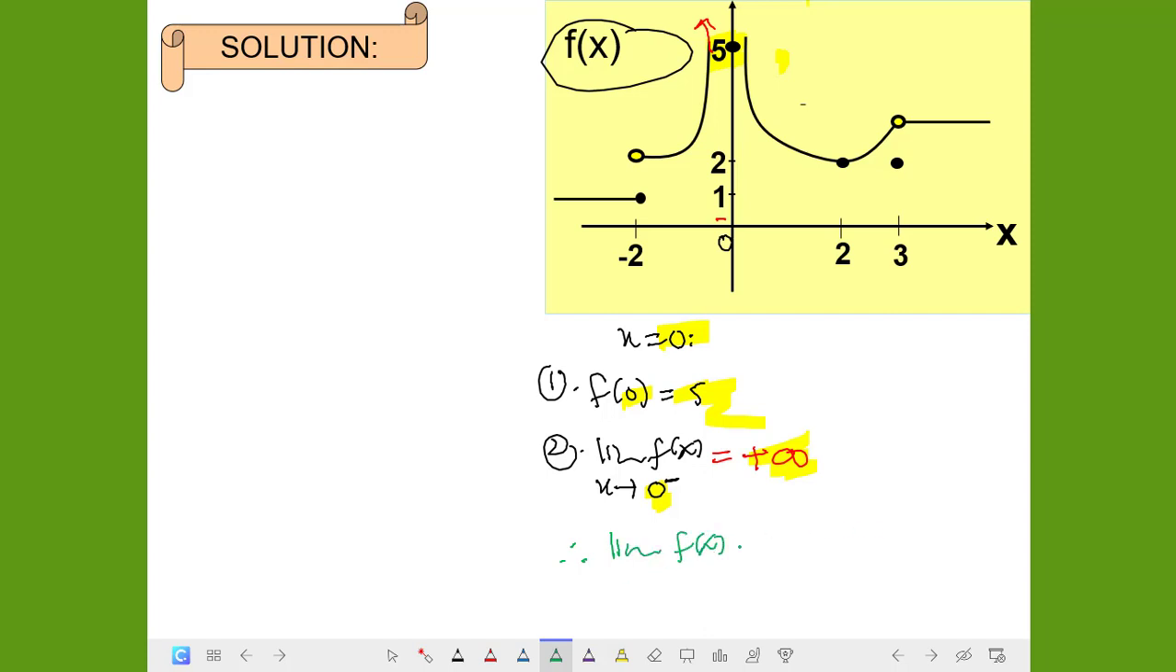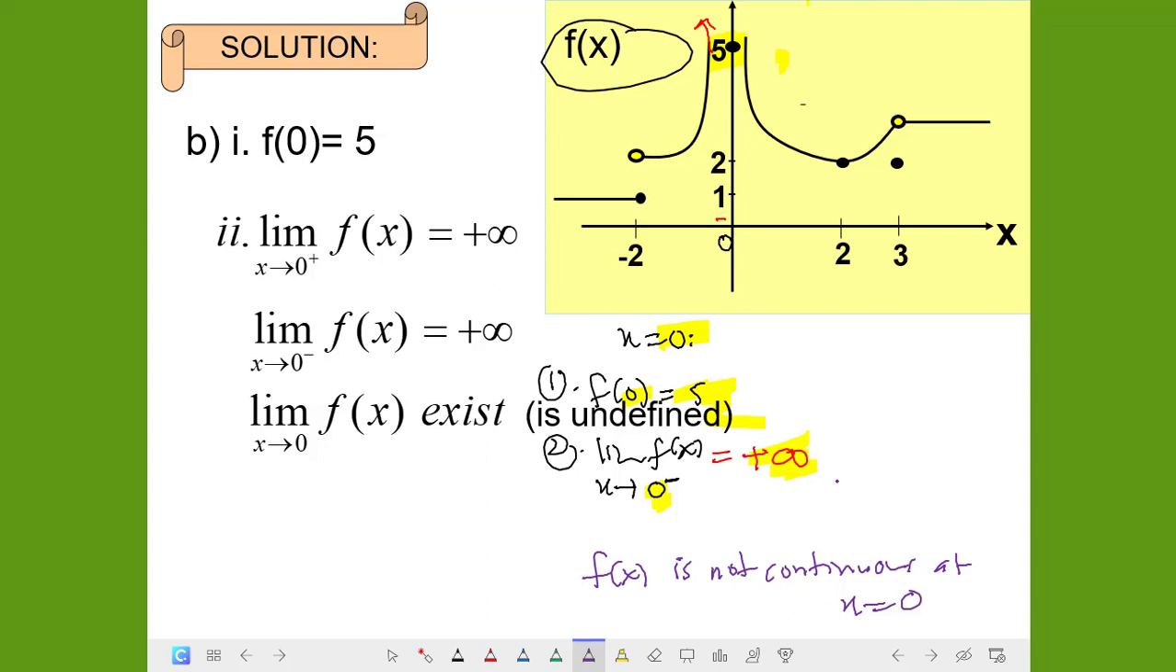Therefore, f(x) is not continuous at x is equal to 0. Just stop. No need to continue to find the limit of f(x) as x approaches 0 from the right. No need.